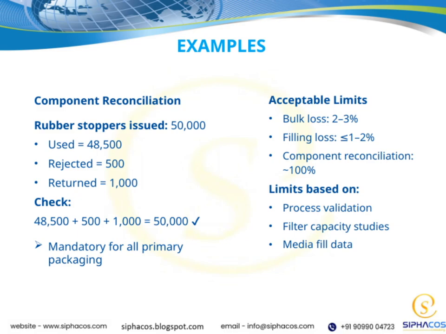Let's take a closer look at some examples of acceptable limits in our processes. For bulk loss, we're generally aiming for a range of 2 to 3%. When it comes to filling loss, the acceptable limit is usually up to 1 to 2%.